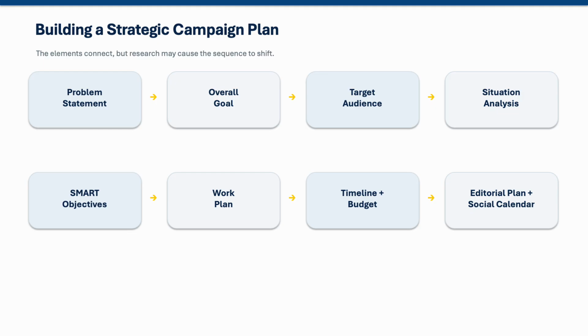From there, we can develop SMART objectives, create a work plan, establish a timeline and budget, and eventually develop an editorial plan and a social media calendar. Each of these pieces contributes to the larger strategic plan.